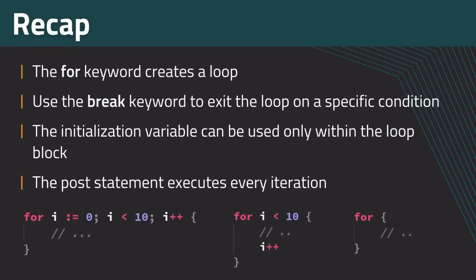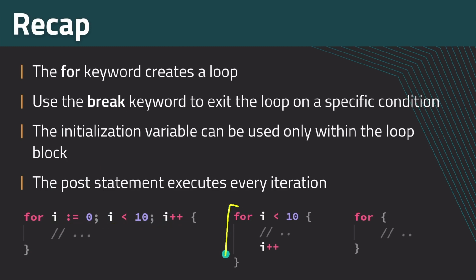Let's recap. The for keyword creates a loop. We can use the break keyword to exit the loop on a specific condition. The initialization variable can be used only within the loop block, and the post statement executes every iteration. We have three styles of loops. We have the typical loop where you get to set the variable, the condition, and how much it changes.